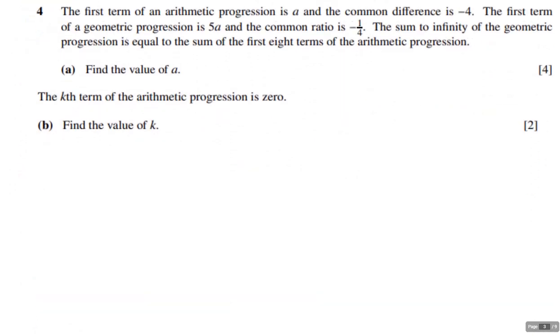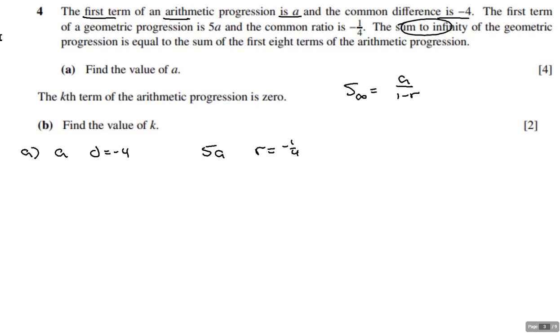Now, if you take a look at number 4, this is obviously a series and sequence question. Read the whole thing. We've got the first term is a, and the d is -4. And then the first term of a geometric sequence is 5a, and the r is -1/4. Then they refer to the fact that the sum to infinity is equal to the sum of the first 8 terms. Well, so I'm going to use these two formulas. I'm going to make them equal to each other.